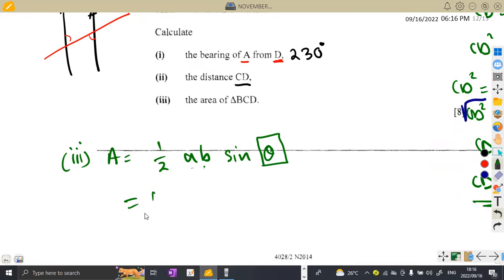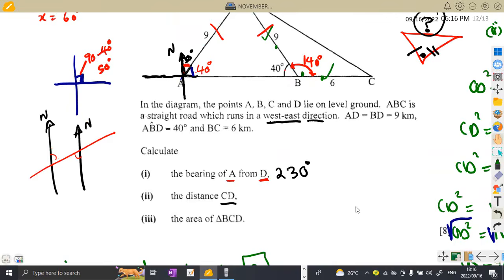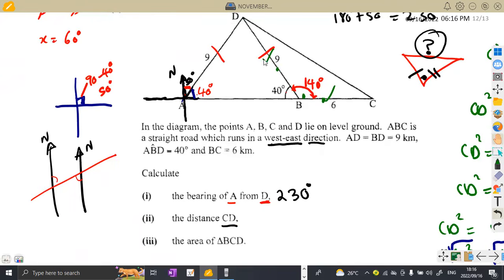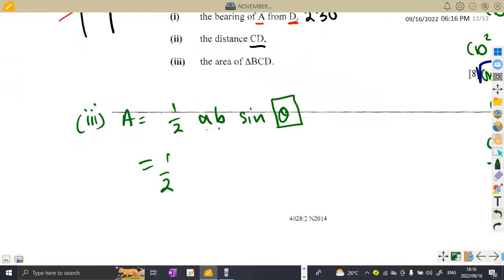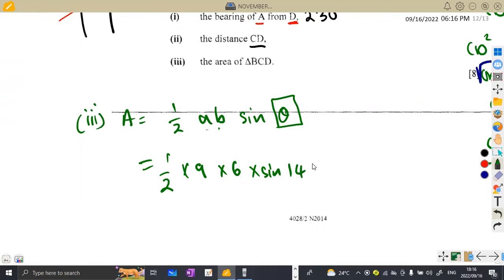So it's going to be half of, let's cross-check our triangle. What are the sides that are creating the angle of 140? It is this 9 and this 6. So it's half of 9 times 6 times sine of this angle, which is sine 140 degrees. All right. So it's going to be half of, not 140. We said 6 and what? We had 6 and 9. Okay. That was 6 and 9 or 9 and 6. So it's half of 9 by 6 by sine the angle, which was 140 degrees.